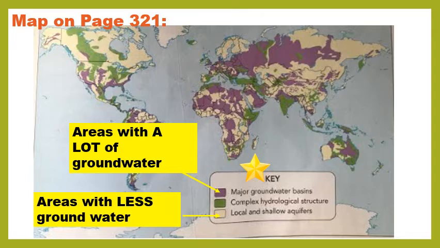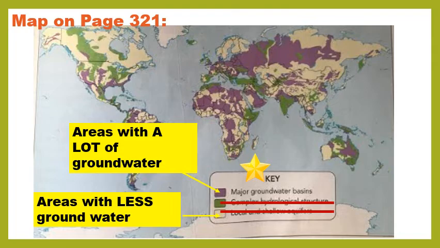And for the middle one, the green, complex hydrological structure, I don't think that's very important to the questions that we're about to answer, so I'm going to get rid of that. And also, since the question asks us to find places that have a lot of groundwater, I'm also going to not pay attention to the cream or white areas. Okay, so we're just going to focus on the purple areas because the purple areas are going to have a lot of groundwater.